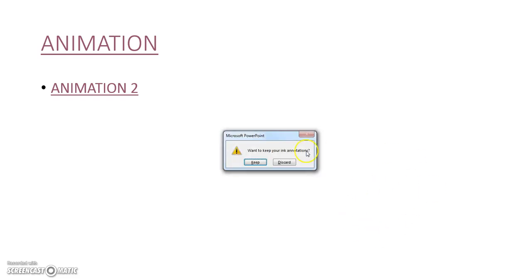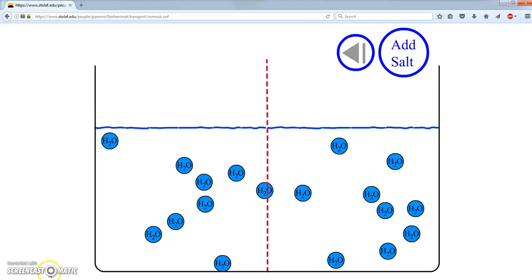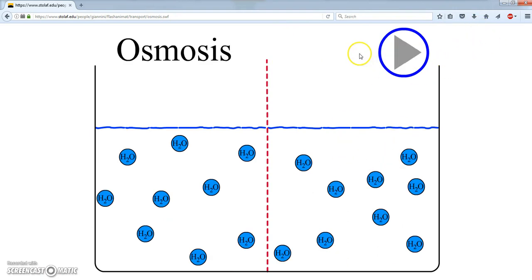All right, so let's look at some animations real quick. I'm going to keep those. Now, I'm going to refresh this real quick. How do I do that? Sorry, I don't usually use this one. Let's go back. Here we go.